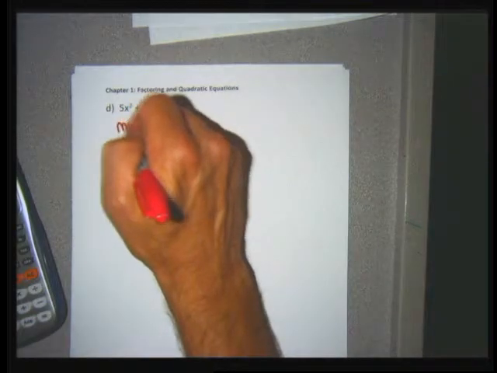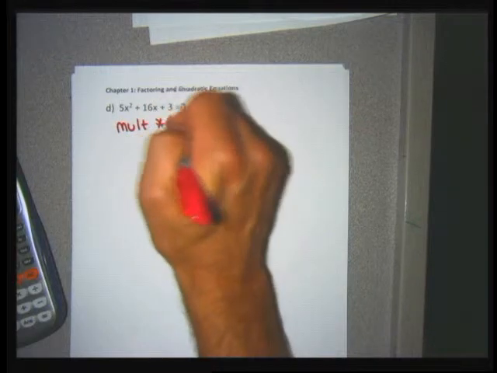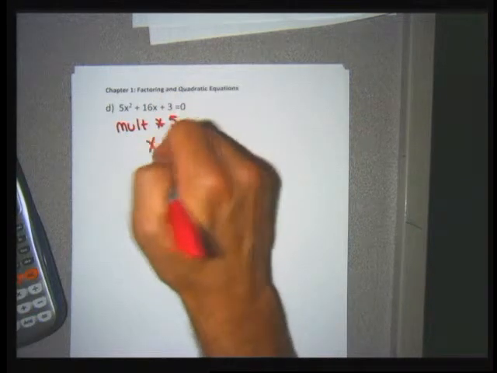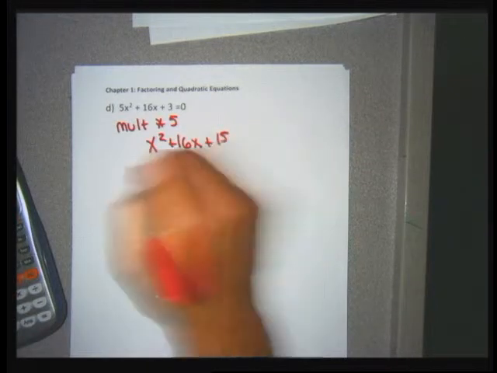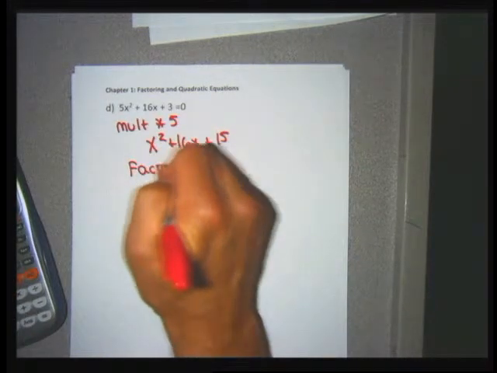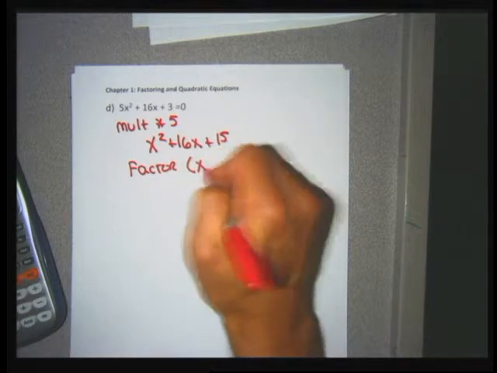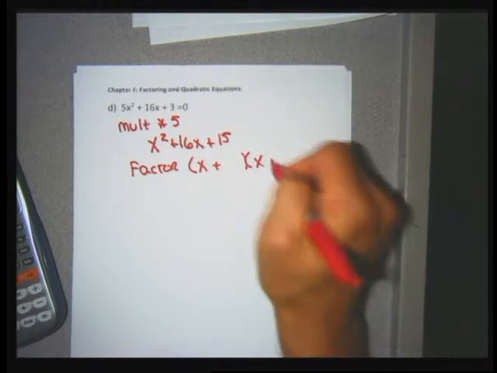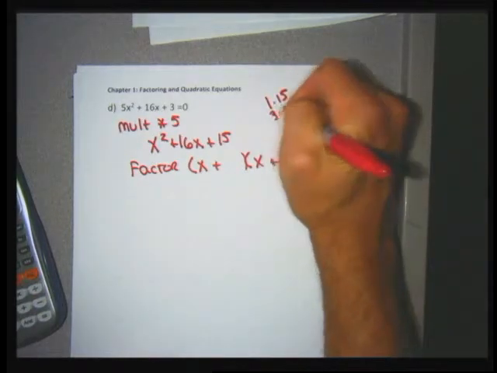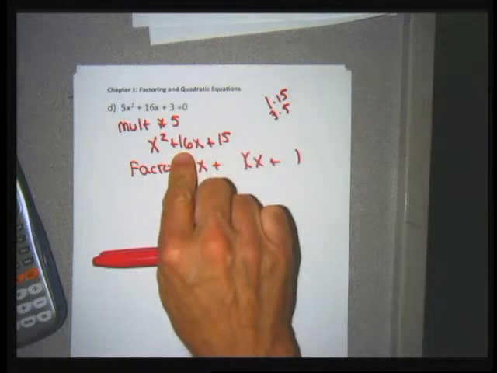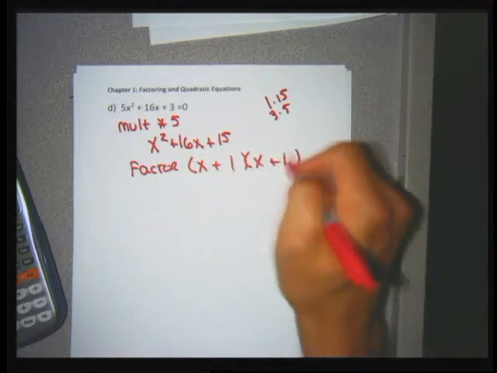Part D, it's not factored, but it's set equal to 0. I need to factor it. This is bottoms up factoring. So the first thing I'm going to do is multiply by 5 and get x squared plus 16x plus 15. Then I'm going to factor, and I really like it when there's not minuses because then I just get double pluses. And then for my factors of 15, it's either 1 and 15 or 3 and 5. I need the pair that gives me the 16, so it's a 1 and 15.